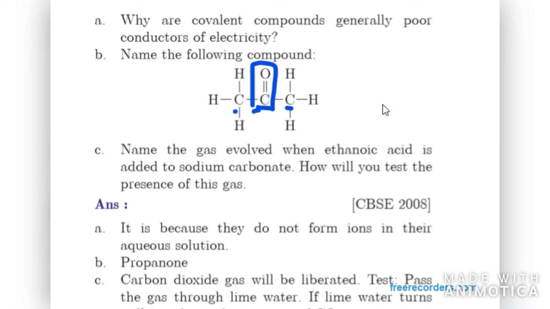In the third one, name the gas evolved when ethanoic acid is added to sodium carbonate. How will you test the presence of the gas? So carbon dioxide gas will be liberated, then pass the gas through lime water, and if lime water turns milky, that confirms the presence of carbon dioxide gas in it.